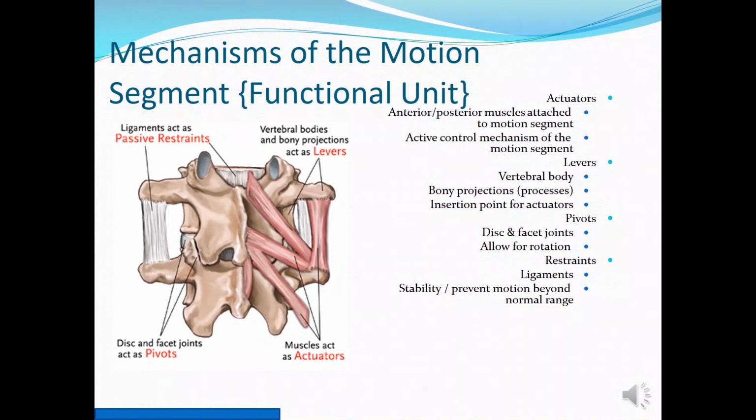The motion segment is composed of two adjacent vertebrae, the joints in between, the disc, and the muscles posteriorly. It has actuators, which are the muscles that move this segment, levers, where the body or the processes are used, the pivot, where the center of motion takes place in the disc and the facet joints, and restraints, which are the ligaments.